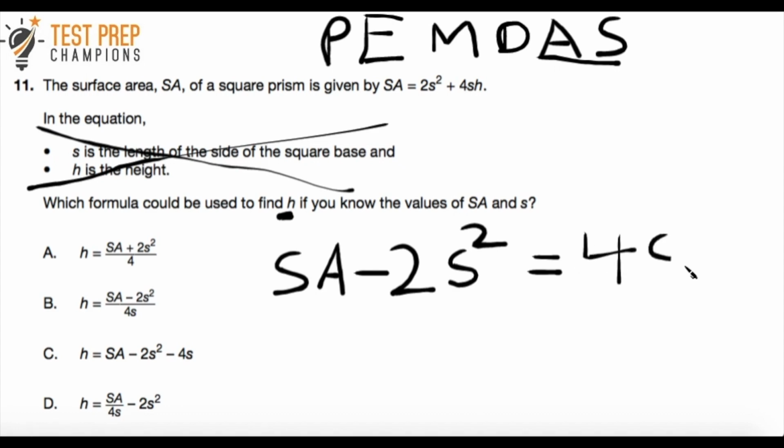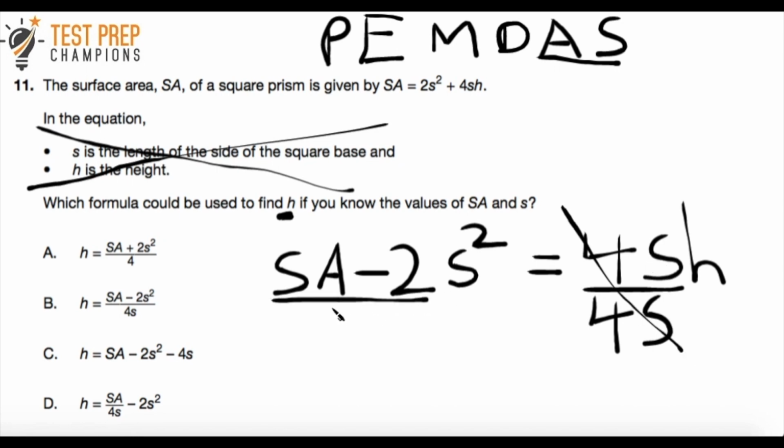Now we see that we've got 4 times s times h. The inverse operation of multiplication is division. Since we have 4 times s times h, we want to get rid of this 4 and this s, so we do the opposite of multiplication, which is division. We divide by 4 times s, and that clears this out. But whatever we do to one side, we also have to do to the other side, so we end up with 4s over here.